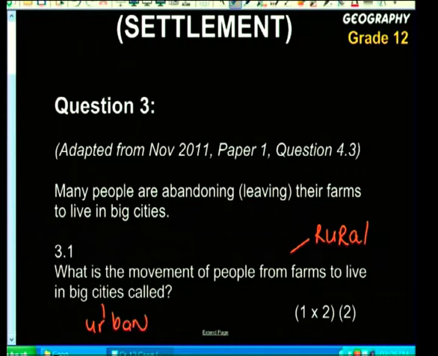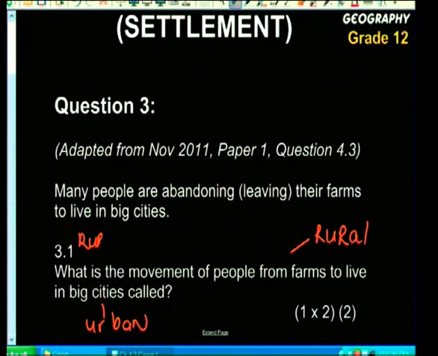So they are now looking for the movement of people out of the rural areas towards the city centres, and this concept, grade 12s, is called rural-urban migration. Okay, there is no other definition or concept for it. You have to specifically say that it's rural to urban migration. Migration obviously refers to the fact that people are leaving the rural areas and heading towards the cities.